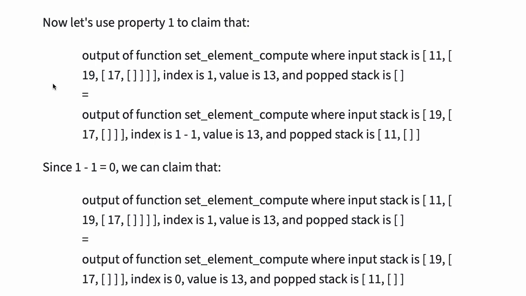Now let's use property 1 to claim that the output of function setElementCompute, where input stack is 11, 19, 17, index is 1, value is 13, and pop stack is empty, is equal to the output of the same function, where the input stack is 19, 17, index is 1 minus 1, value is 13, and pop stack is 11. Notice how 11 was moved into the pop stack. Since 1 minus 1 equals 0, we can substitute 1 minus 1 with 0.